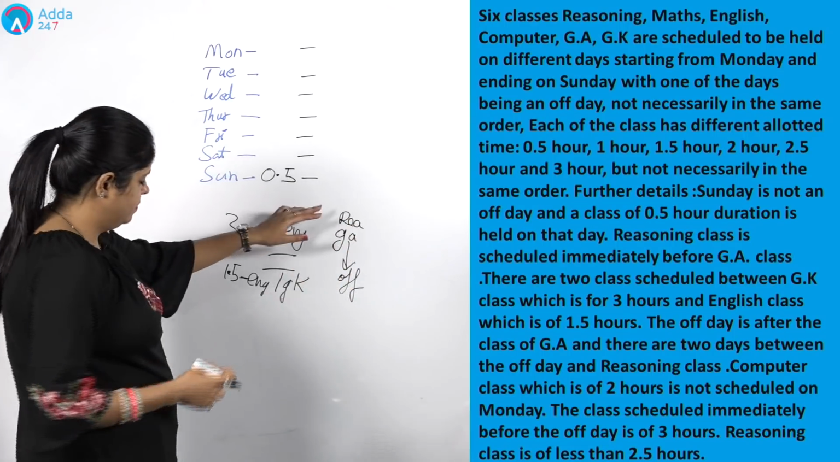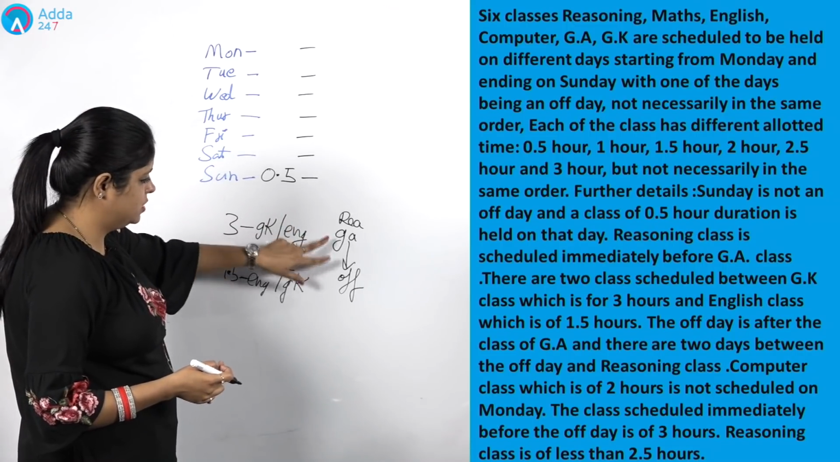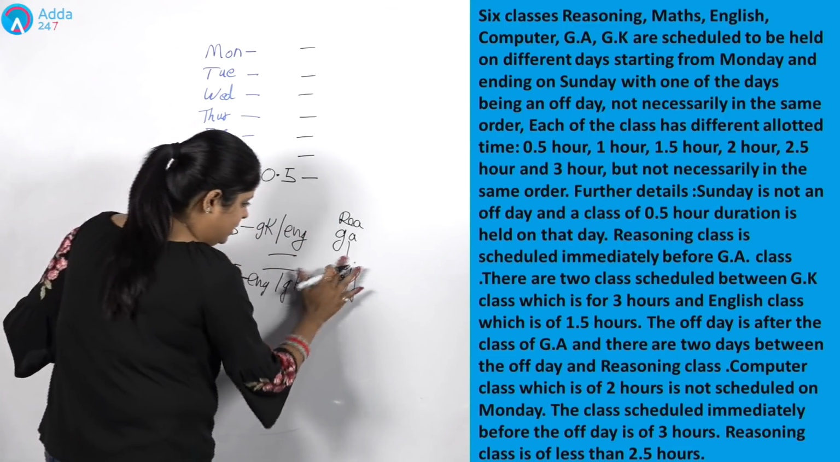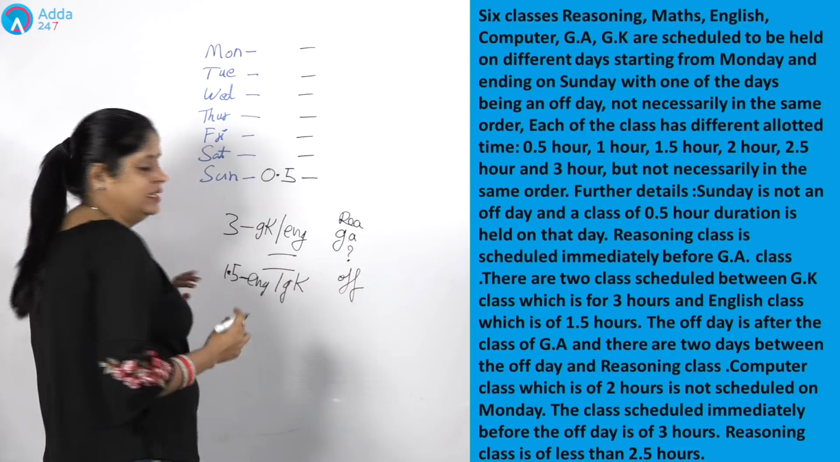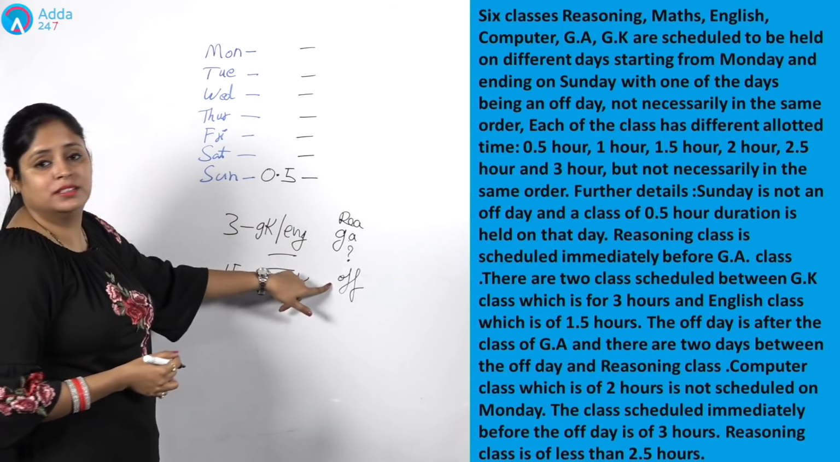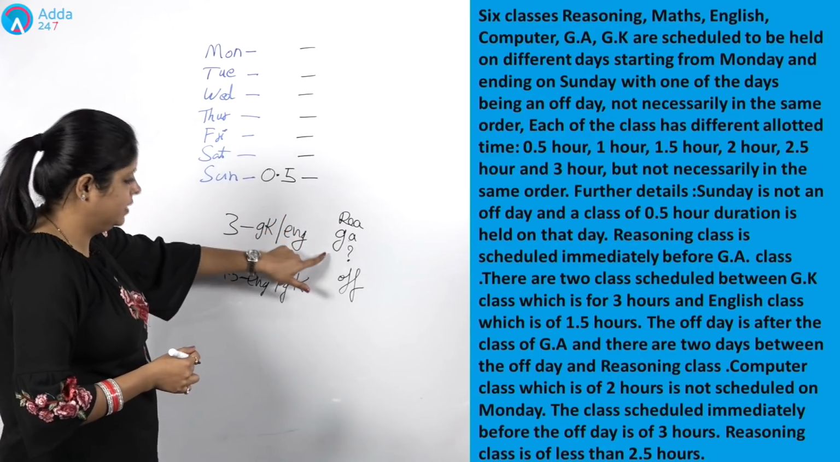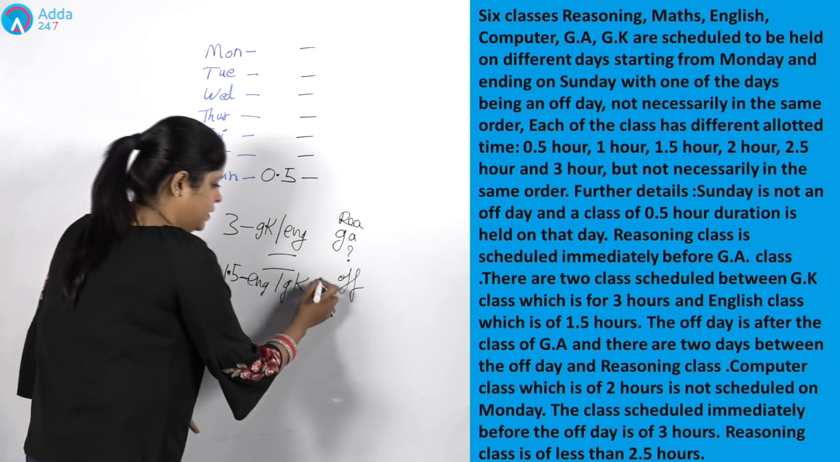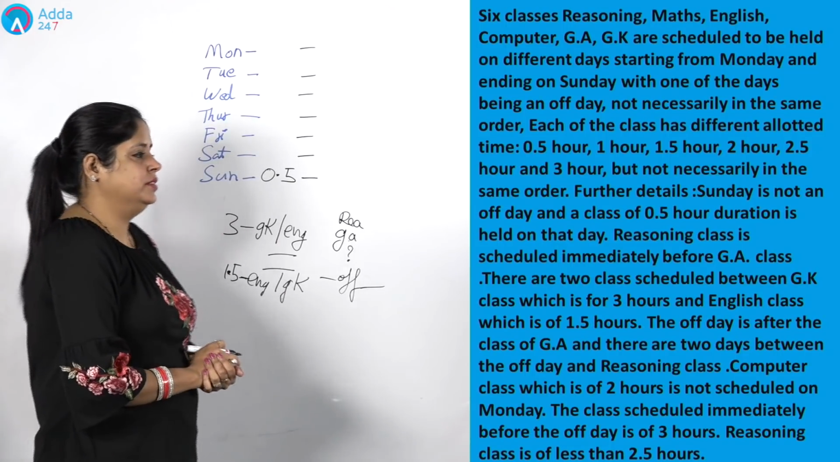Ultimately, just below reasoning is GA, and then they said there is a gap of 2 days between the off day and reasoning. So ultimately there will be one more subject here, and after that subject there is an off day, which means the basic structure is something like this: reasoning, GA, then another subject, then there comes an off day. Okay, let's target the next information.